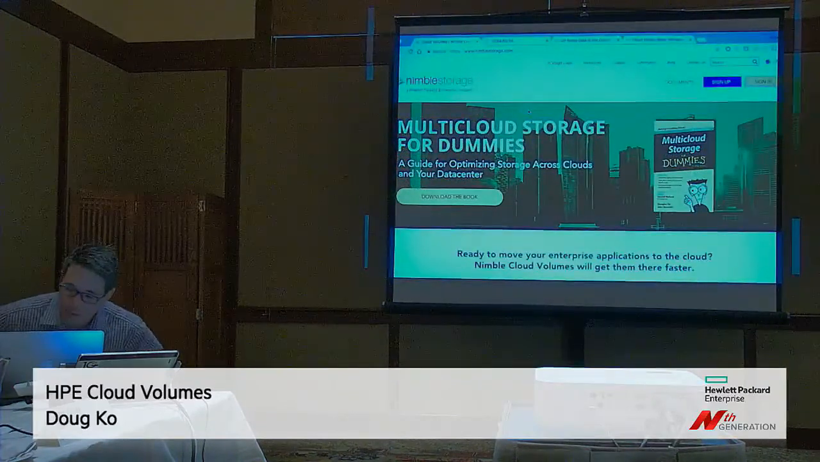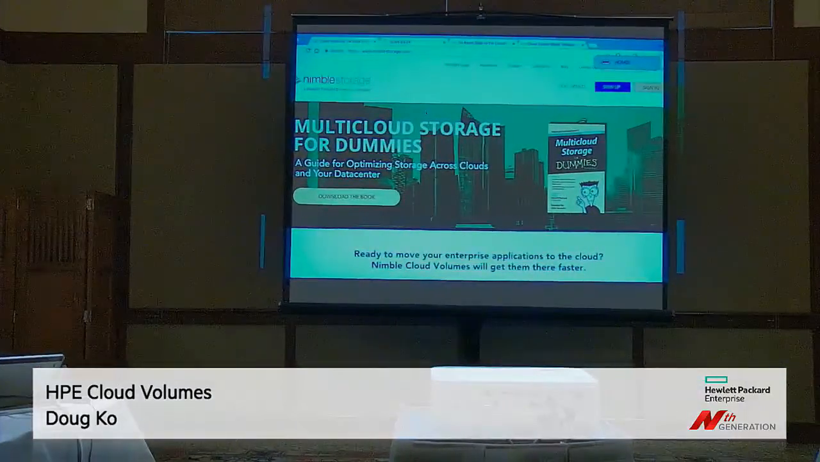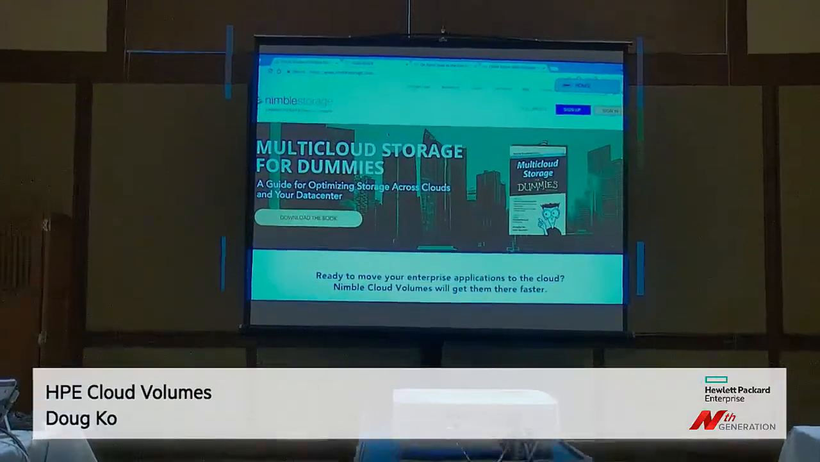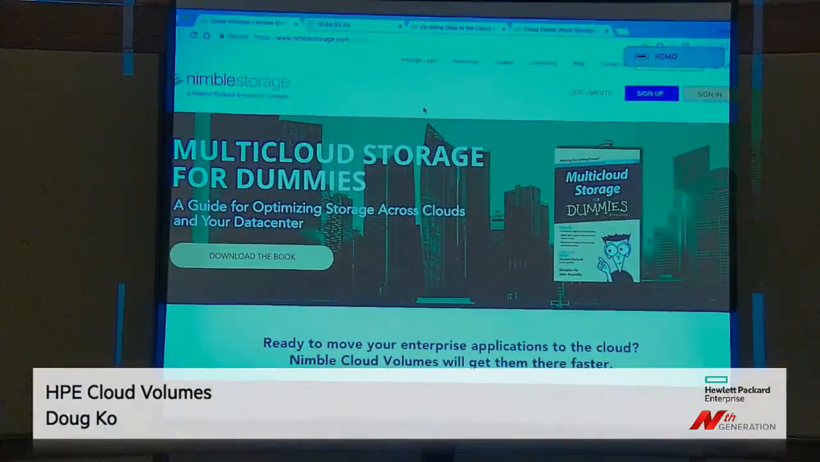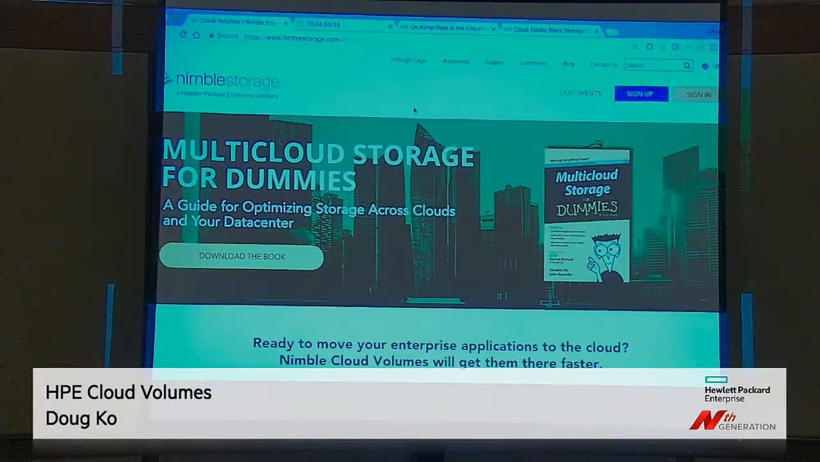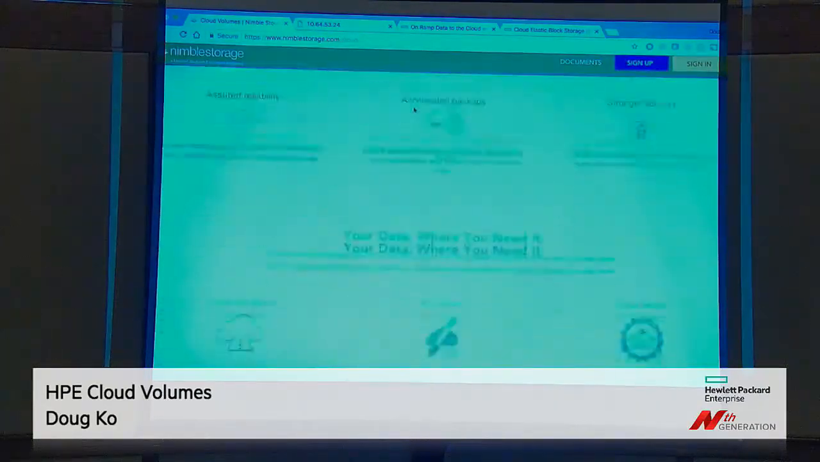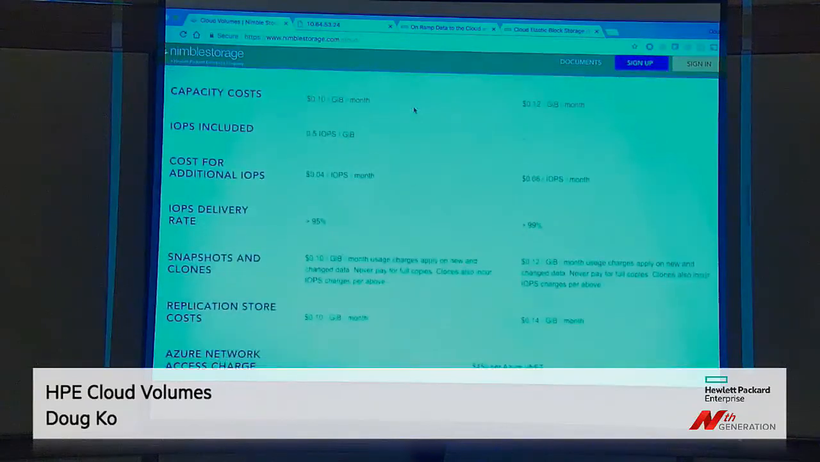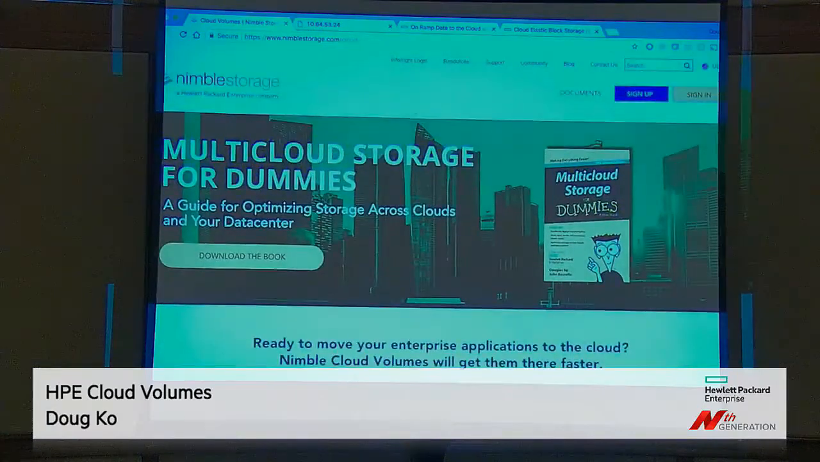Okay, so like any other cloud service, we start from the web, right? So Nimble Cloud Volumes, this is our landing page on cloud.nimblestorage.com, or nimblestorage.com/cloud. This will be migrating over to the HPE website in about a month. But again, everything's listed here. I mentioned the pricing. You see the pricing's listed here, just like AWS or Azure. You get all the information you need right there.